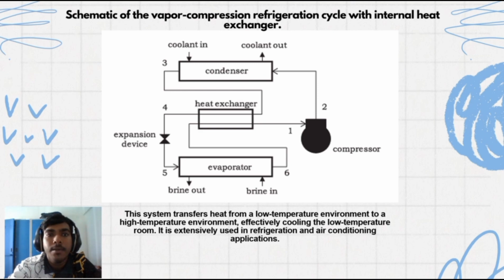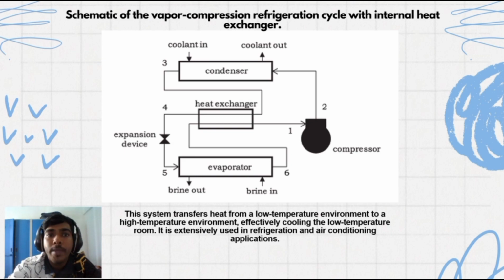Next will be condenser. The process on the condenser will be the high pressure, high temperature vapor from the compressor enters the condenser. The coolant flows through the condenser coils, absorbing heat from the refrigerant. This process causes the refrigerant to condense into a high pressure liquid. The cooled liquid refrigerant exits the condenser through point 4.